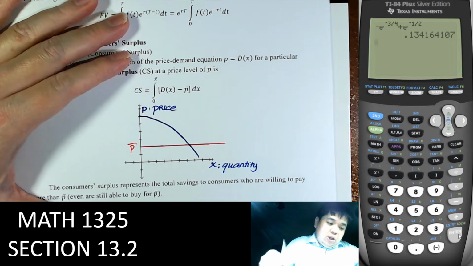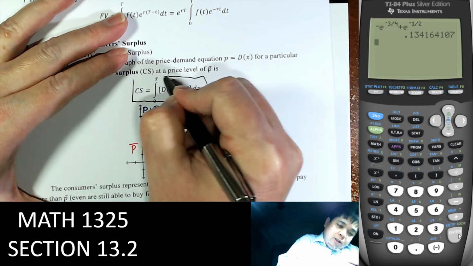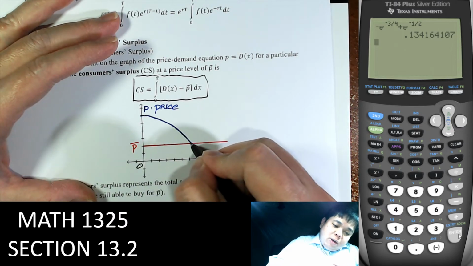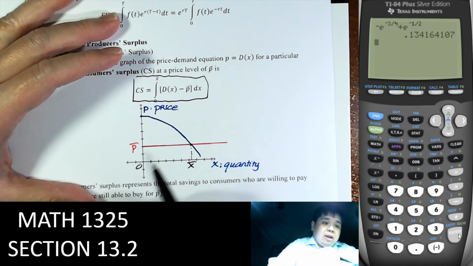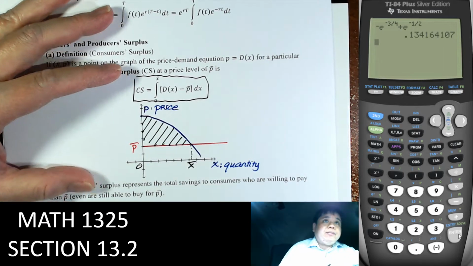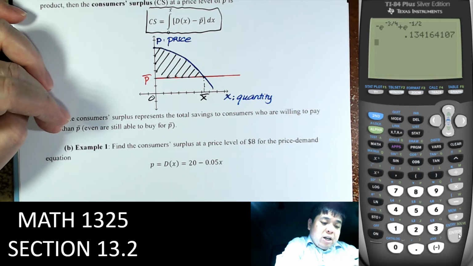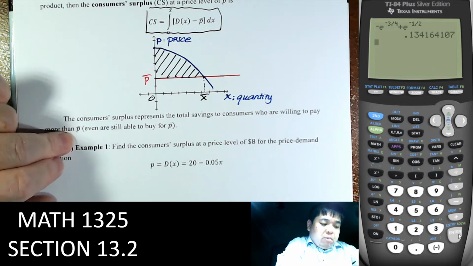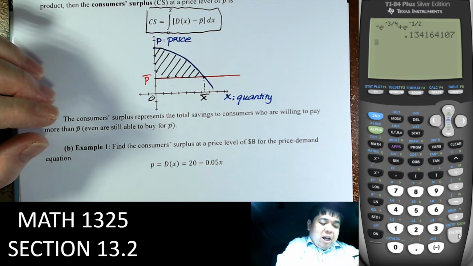So the consumer surplus is given by this formula from 0 to x bar, and it is this area. Loosely speaking, the consumer surplus represents the total savings to the consumers who are willing to pay more than the price p bar, yet are still able to buy at p bar.